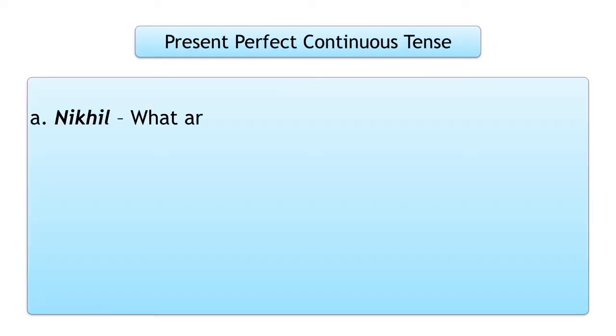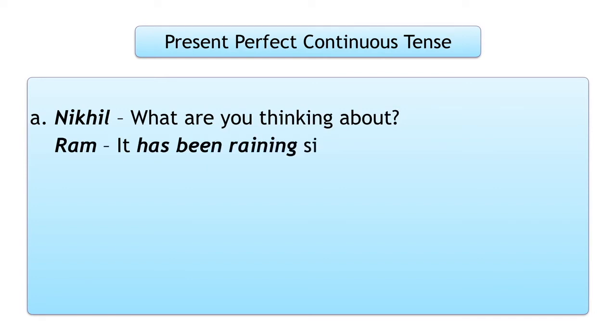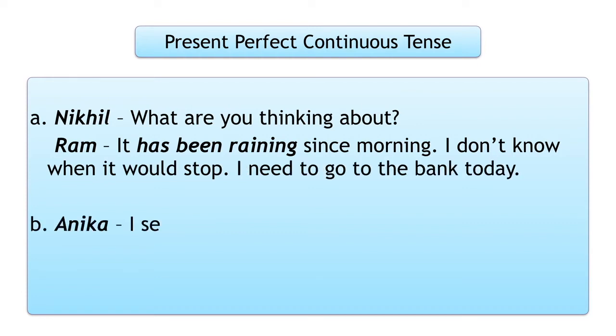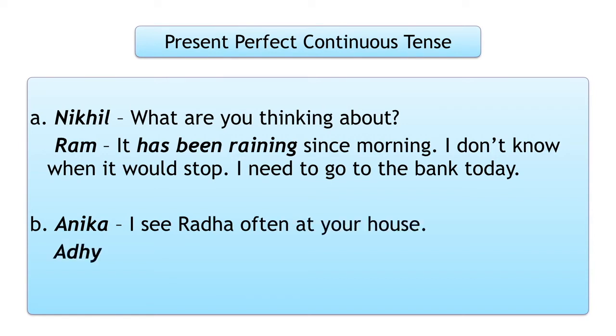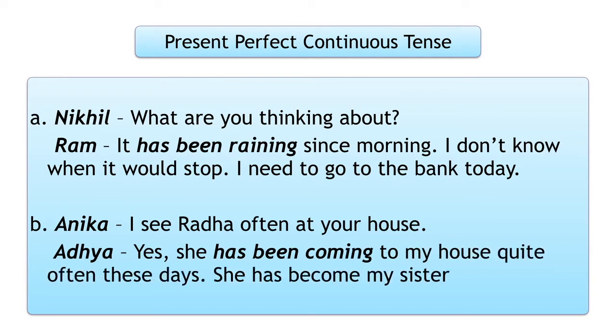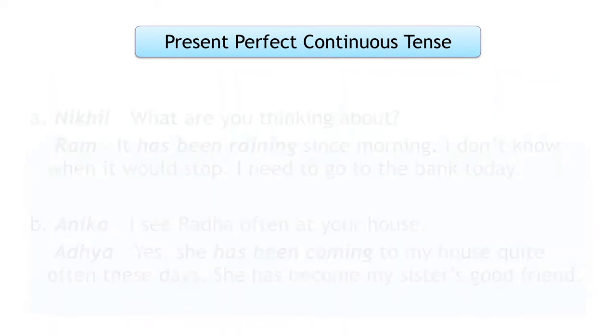Nikhil says, "What are you thinking about?" Ram replies, "It has been raining since morning. I don't know when it would stop. I need to go to the bank today." Anika says, "I see Radha often at your house." And Adya replies, "Yes, she has been coming to my house quite often these days. She has become my sister's good friend."